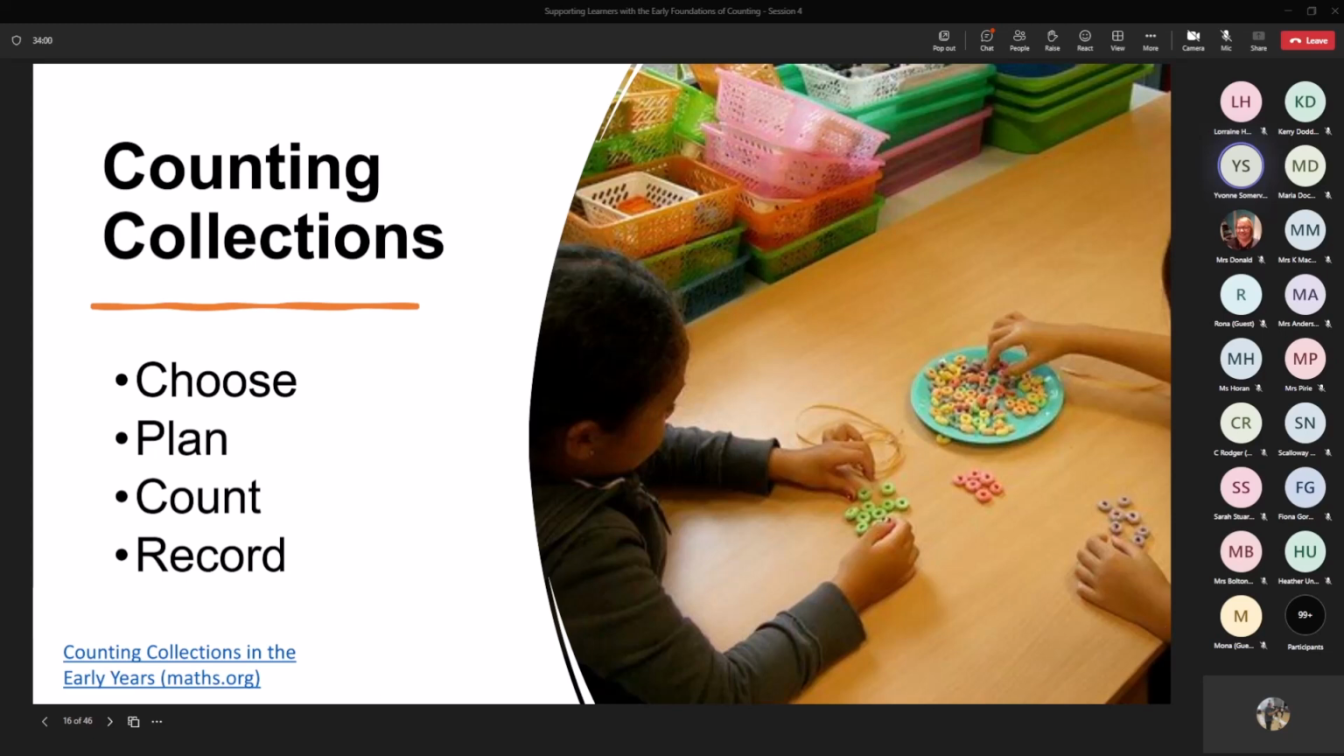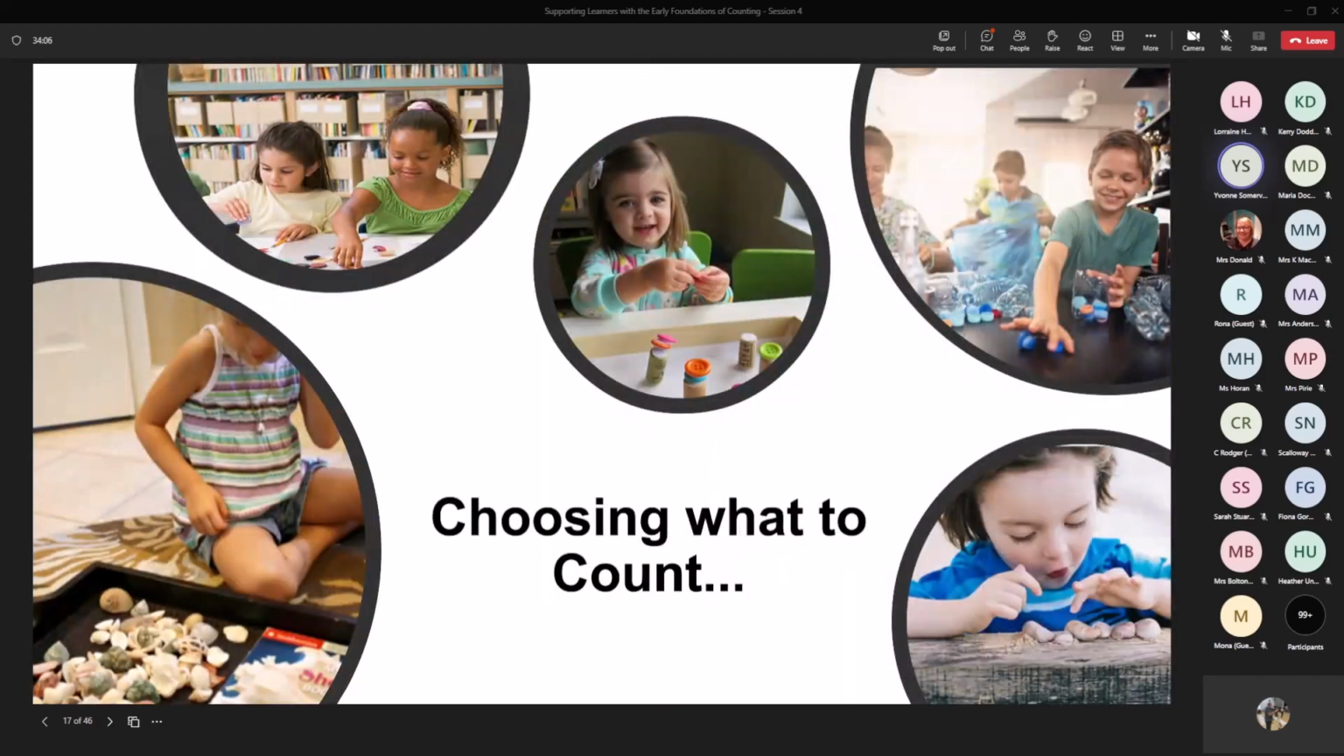And as we go through the sessions tonight, we're going to break down these 4 steps: children choosing what they're going to count, being supported to plan how they're going to count, actually doing the counting, and then being encouraged to record what they count.